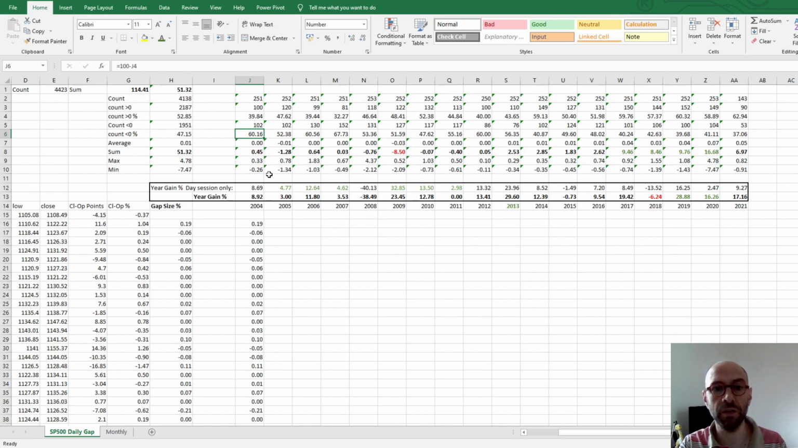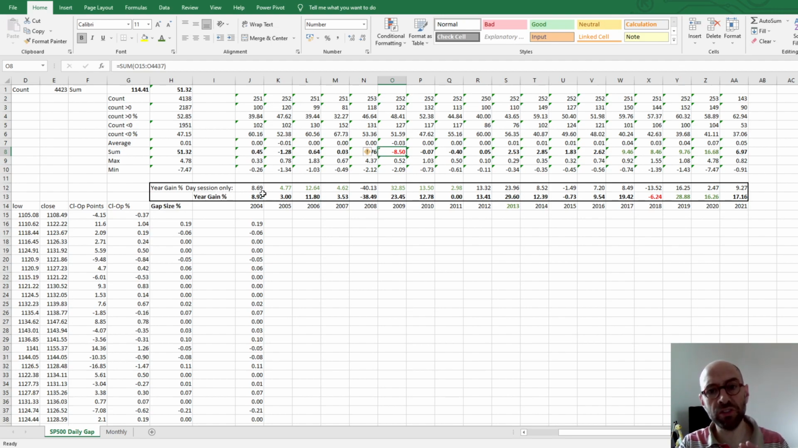I've done that for every single year in our data. Again, if we sum all the gaps, there was something interesting. You can see here 2009. The gaps, if you sum them, were negative for the year, which is quite unusual.